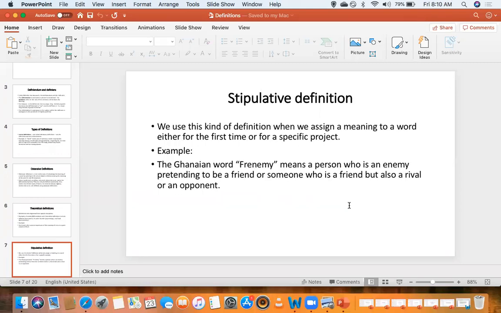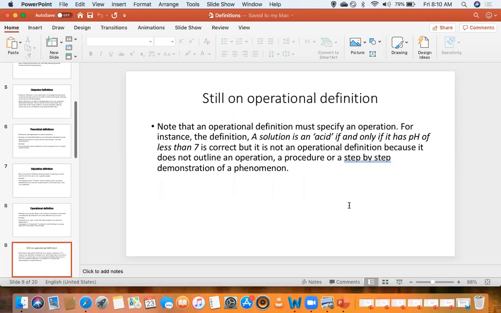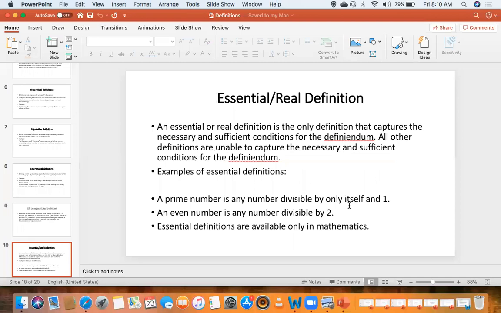We saw stipulative definitions you can formulate at a particular moment for a particular purpose. Then operational definitions, definitions that outline a kind of procedure or operation. And then we saw essential definitions, which we said are the only accurate kinds of definitions. Every other kind of definition, apart from essential definitions, is inaccurate.